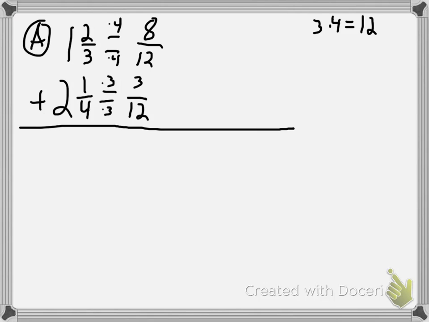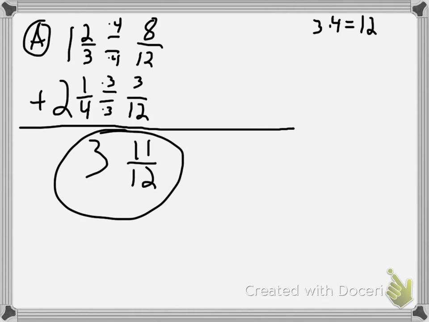Now I can go ahead and add my fractional pieces. So 8 plus 3 is 11, so I have 11/12. Now I need to go back through and add in my whole numbers. 1 plus 2 is 3. And I think to myself, is this in lowest terms? Yes. Do we have any improper fractions? No. So 3 11/12 is my answer. Let's look at the next example.